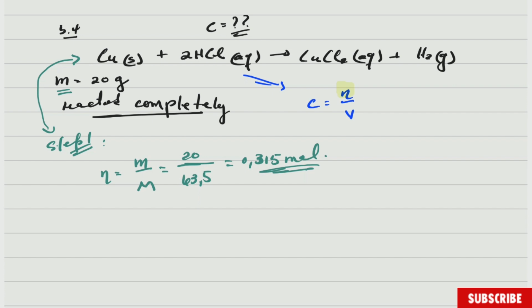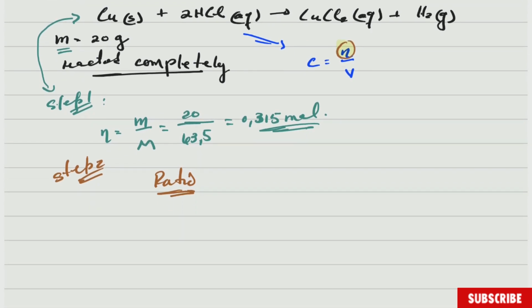What we are going to do now? Step 2, we're going for ratio. Ratio will help us to get the number of mole we're looking for. So we're going to go for ratio. Ratio of what? Of copper to HCl. That is the ratio we are looking for. The ratios are the numbers at the front. So the ratios are going to be given by 1 and 2. So it's 1:2. That is the ratio.